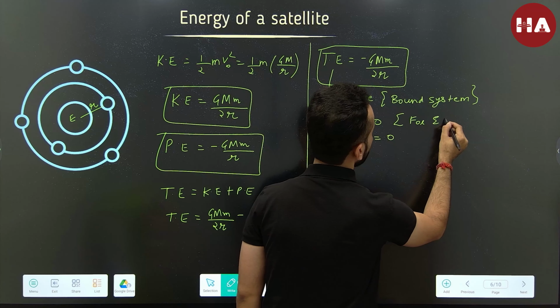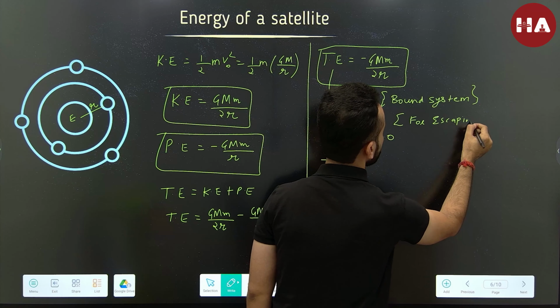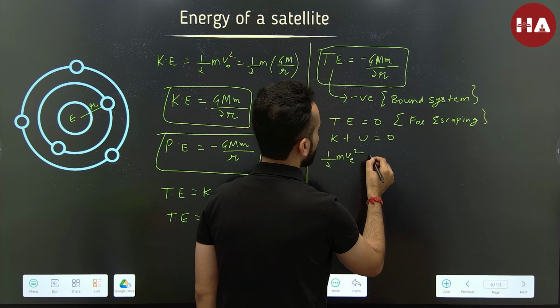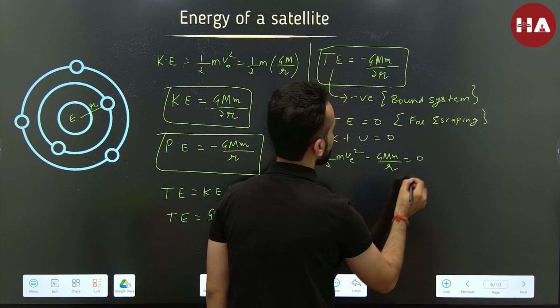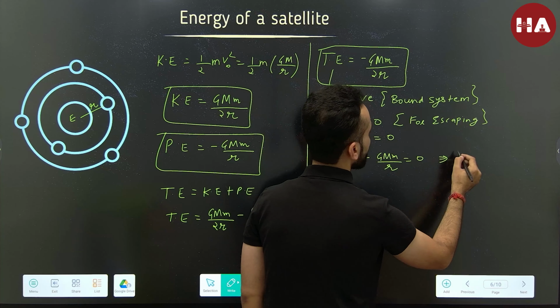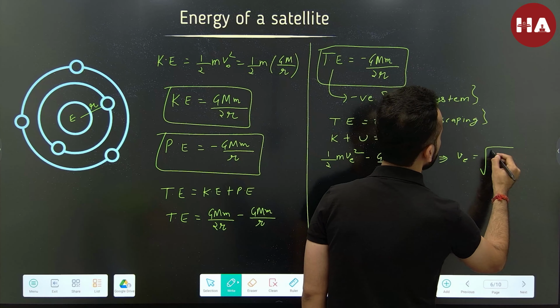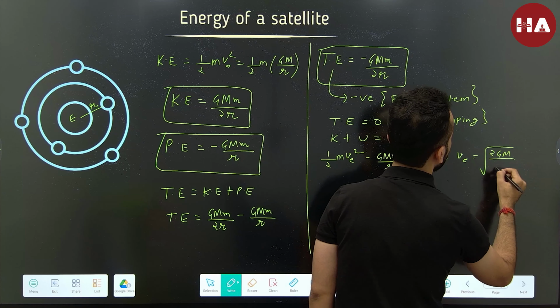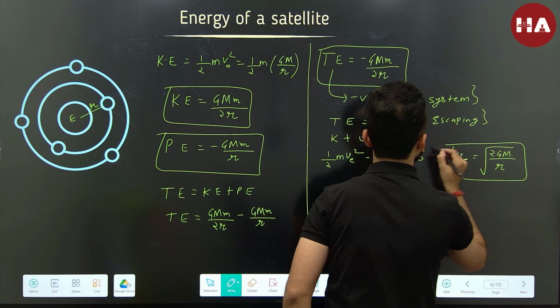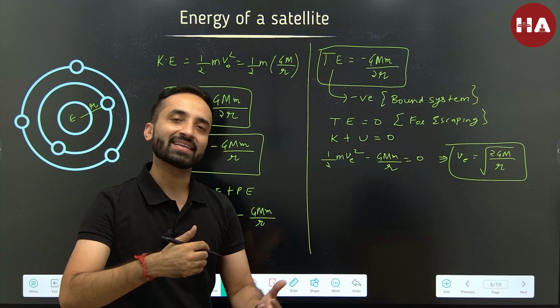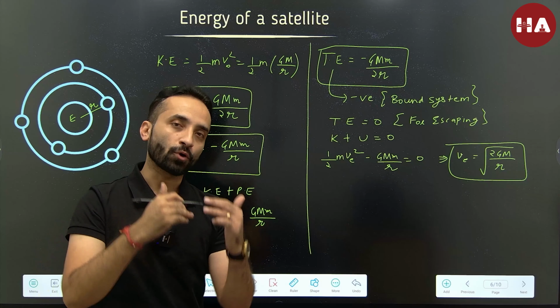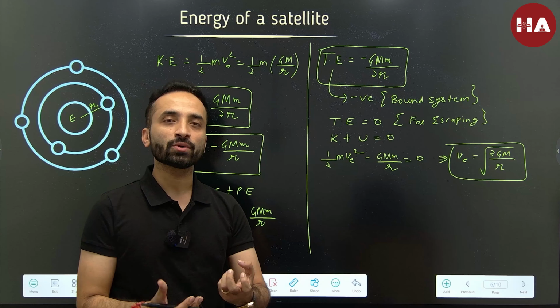This is for escaping. The potential is minus GMm by r. So when we equate this value to 0, the escape velocity that we had derived is root 2GM by r. Okay, so that's more than the orbital speed. That is why we cannot say that a satellite can escape. If you want it to escape, then you need to increase its speed.